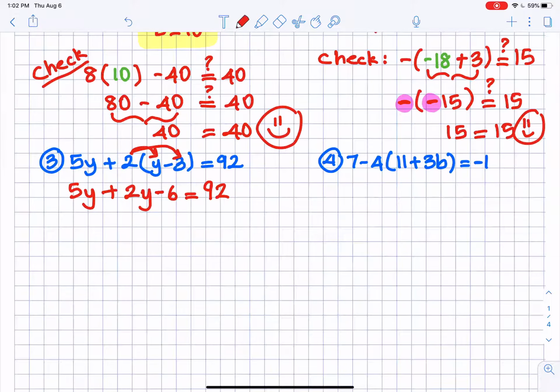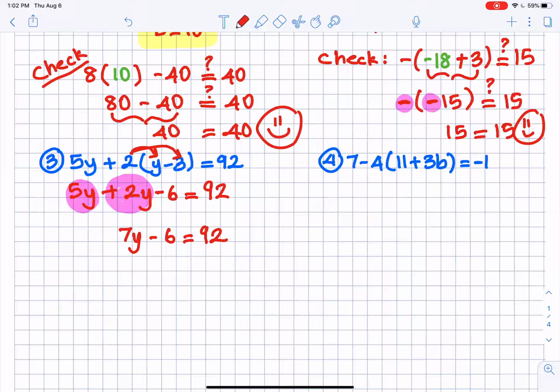And then I am going to combine like terms. I have here 5y and I have here positive 2y. So I'm going to combine them, which will be 7y minus 6 equals 92.